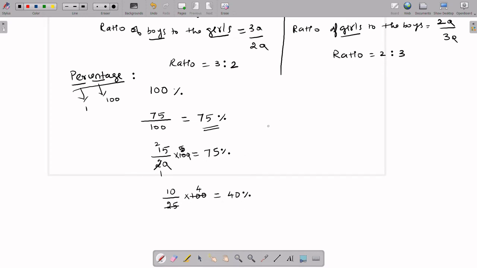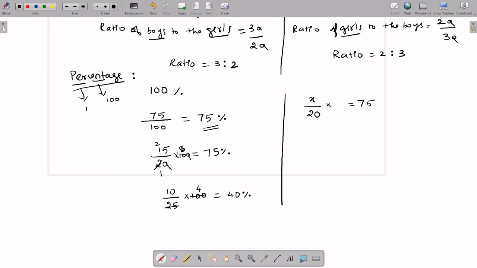Next, you can also write it another way. Suppose you are writing your exam for 20 marks and you don't know the value of your marks, but you know the percentage, 75%. With that we have to find it out.